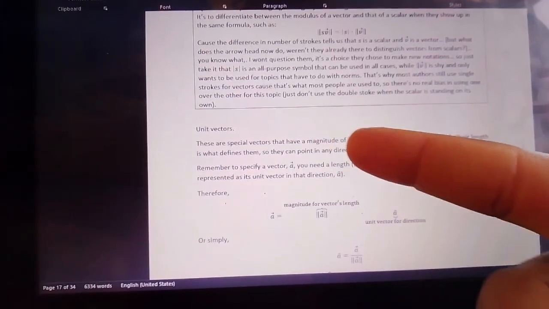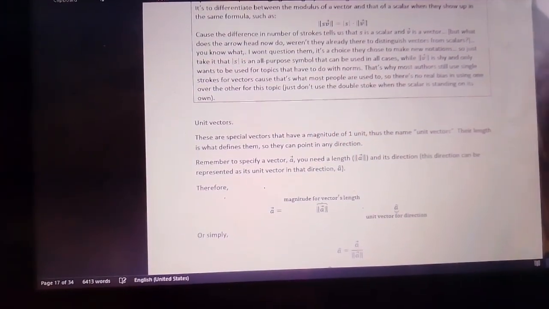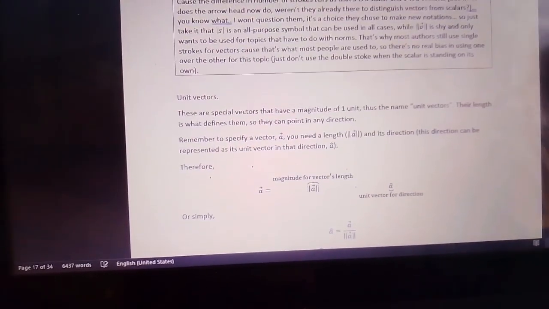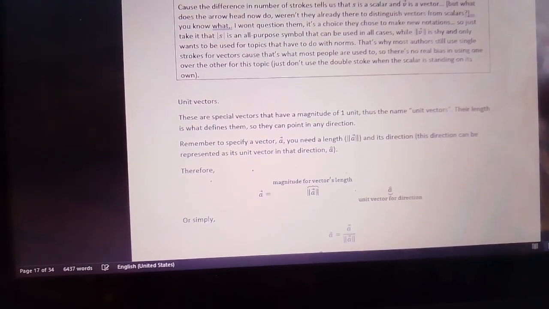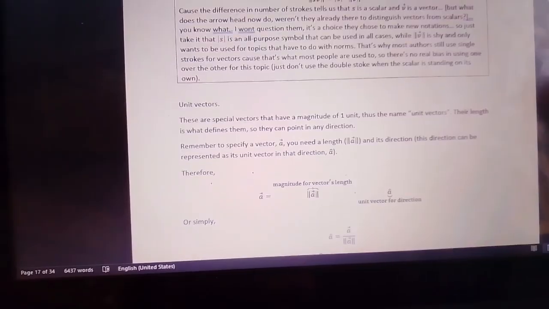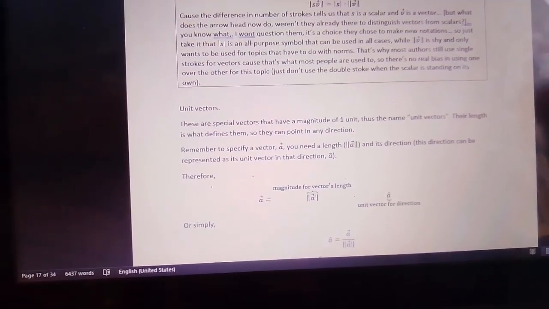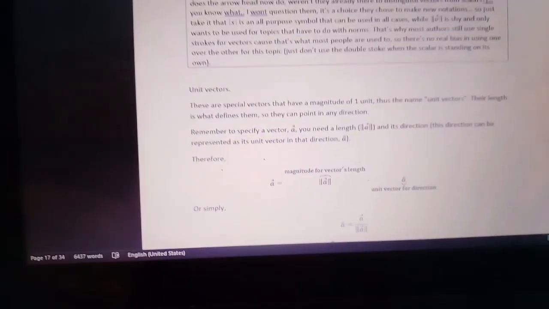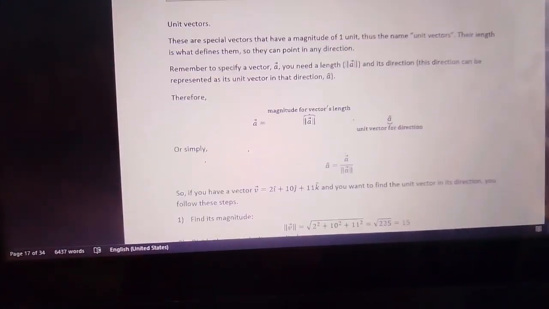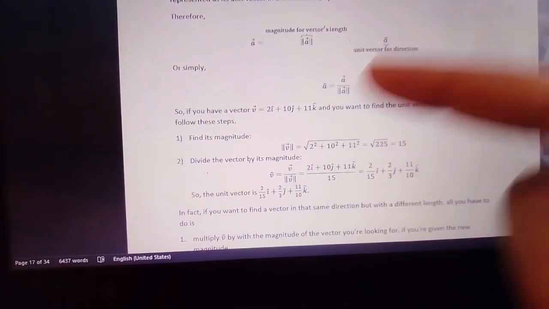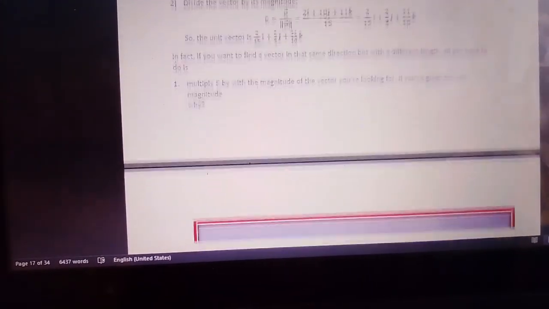These are special vectors that have the magnitude of 1, thus the name unit vectors. Their length is what defines them, so they can point in any direction. Remember, to specify a unit vector, you need length and its direction, while to specify a vector, you need its length and direction. This direction can be represented as the unit vector in that direction, which is a cap. Therefore, the vector is equal to the magnitude times the unit vector. So unit vector is described as that vector divided by its magnitude.